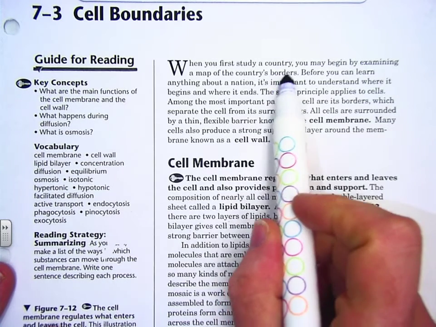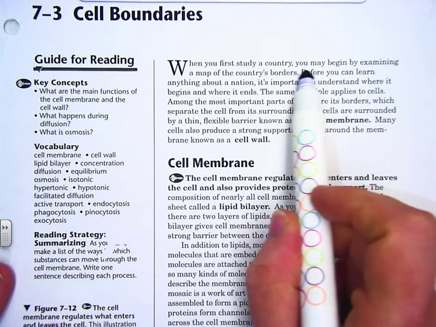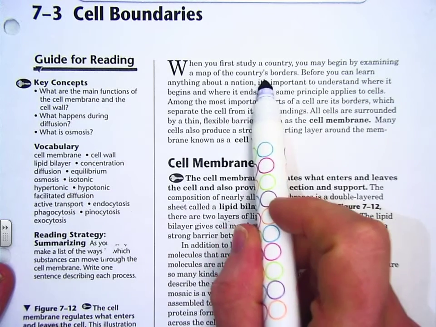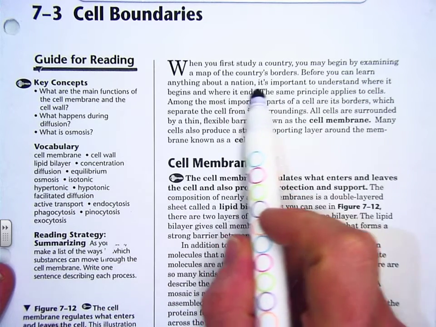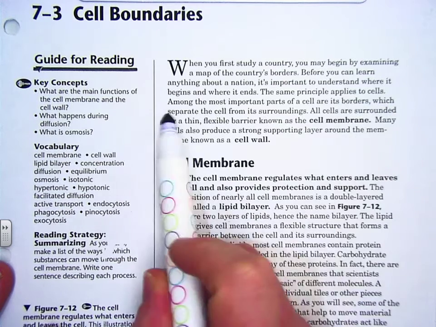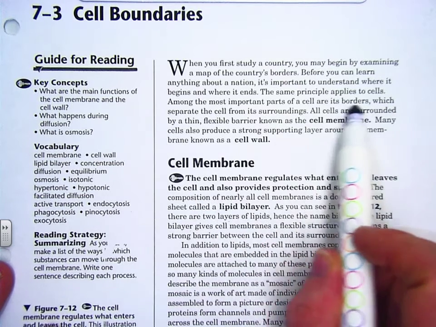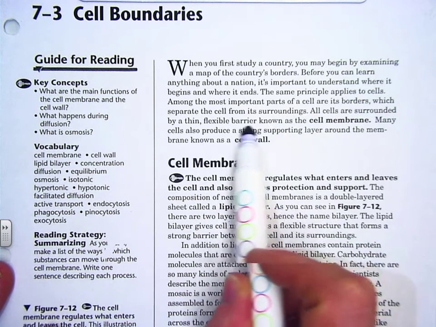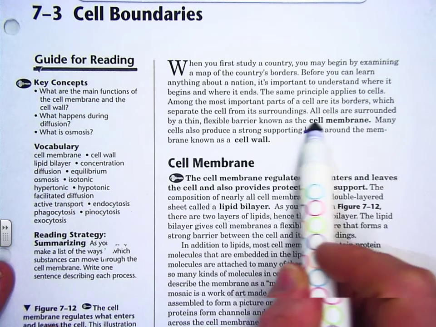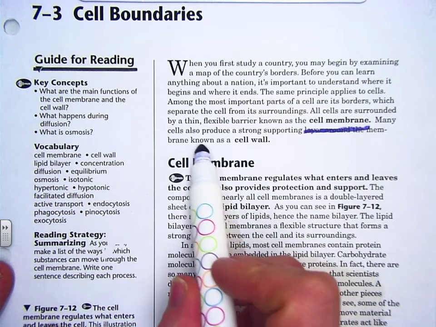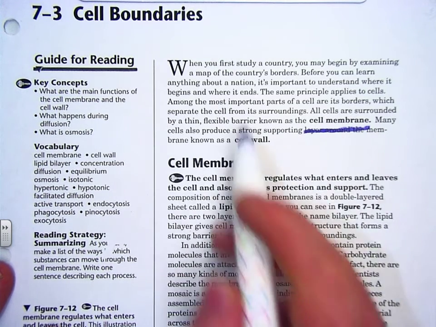Don't do the latter. When you first study a country, you may begin by examining a map of the country's borders. Before you can learn anything about the nation, it is important to understand where it begins and where it ends. The same principle applies to a cell. Among the most important parts of the cell are its borders, which separate the cell from its surroundings. All cells are surrounded by a thin, flexible barrier known as the cell membrane. Vocab word! Many cells also produce a strong supporting layer around them called the cell wall.